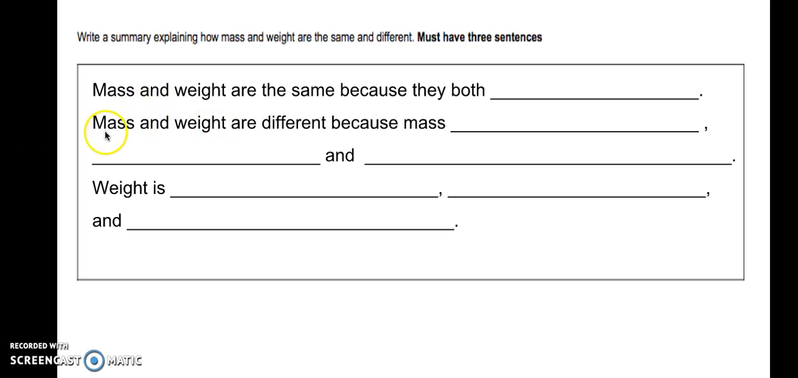Okay, students, same thing. Your next sentence is: Mass and weight are different because mass, and then you notice you have 3 blanks. Blank number 1, you want to write the definition of mass. How are you going to describe mass? Then on your second blank, you're going to talk about what happens to your mass if there's more or less matter. And then your third blank, you want to talk about what happens to your mass when you go to another planet. So you're going to be writing a lot on those blanks. When you're finished with that, press play and we'll do our final sentence about weight.